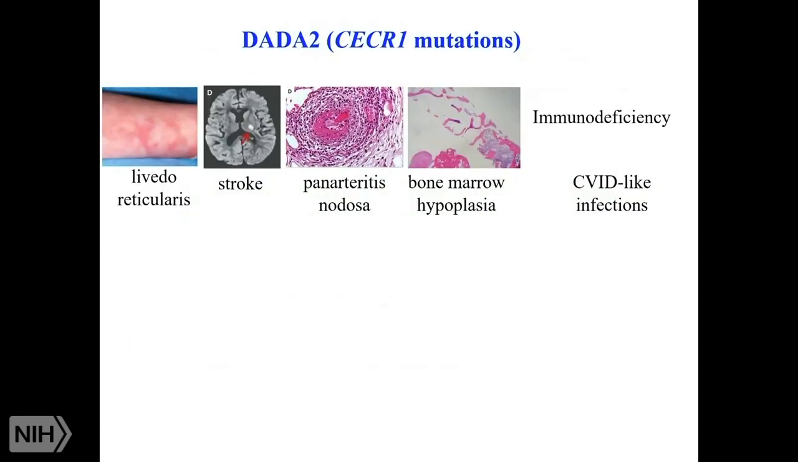So I don't have to tell you about DADA2, but obviously there are a number of clinical features in DADA2. And one of the things I want to emphasize is that some patients actually do present with significant immunodeficiency, often in the setting of common variable immune deficiency-like situation, hypogammaglobulinemia. The group in Freiburg has described many patients with this phenotype. Some patients actually present with serious infections.